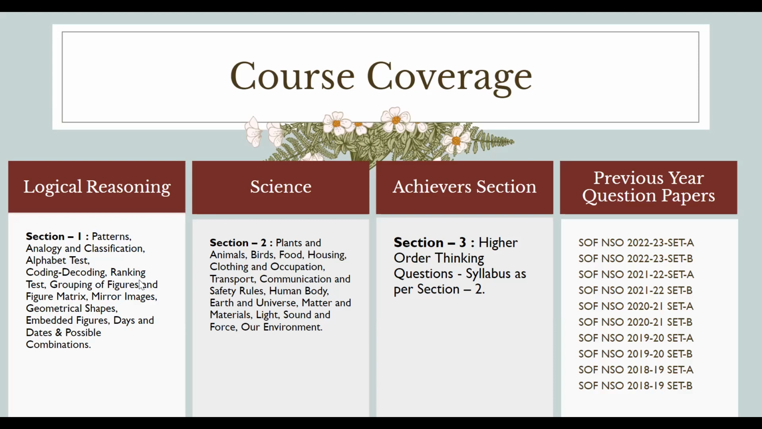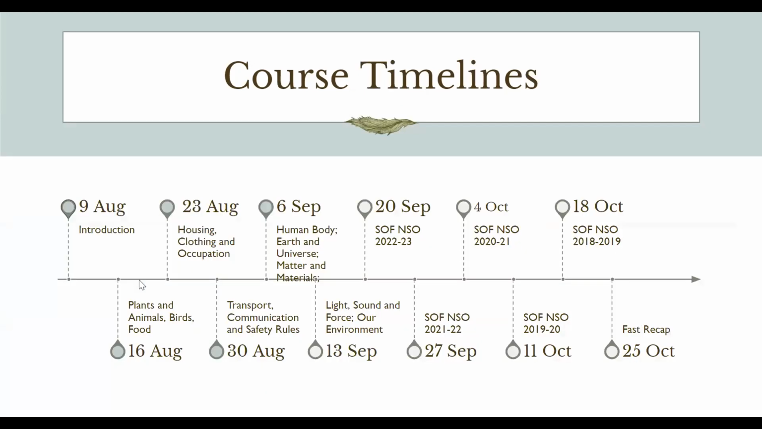Then we have science, which you are studying in your classes, right? All these topics, plants and animals, birds, food, housing, each and every topic we will do in a certain class. And then later on, we'll move on to the achiever section. You will only be able to do the achiever section once you finish logical reasoning and science. And we will be solving previous year question papers.